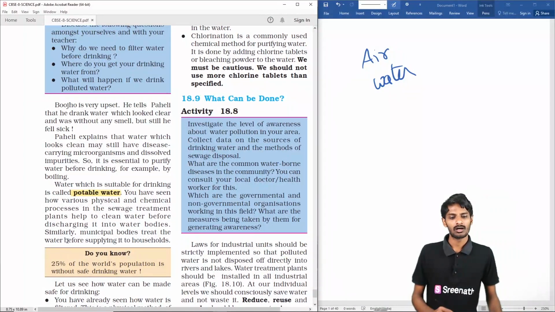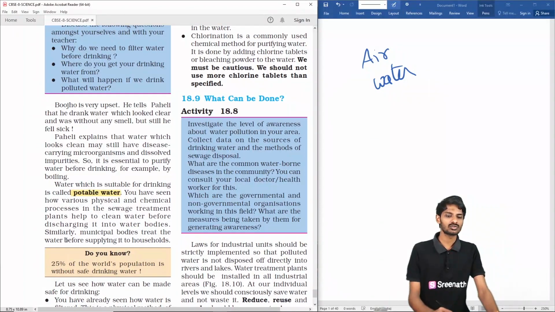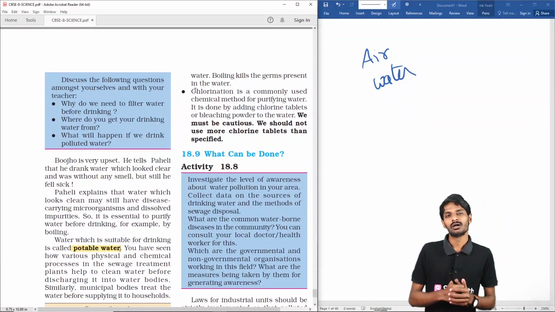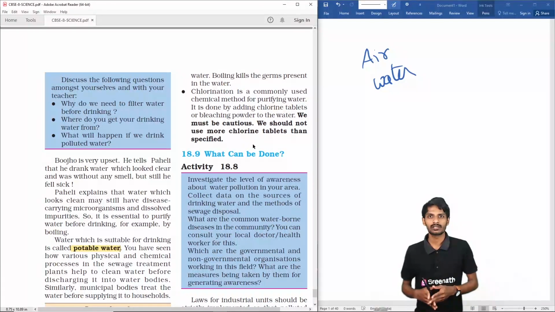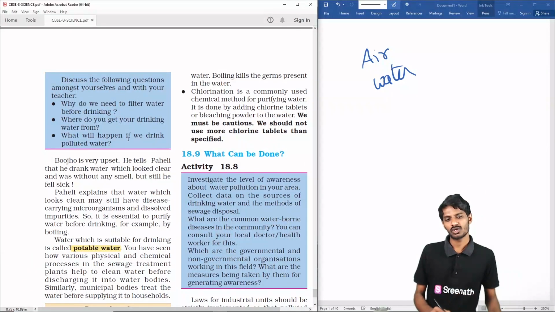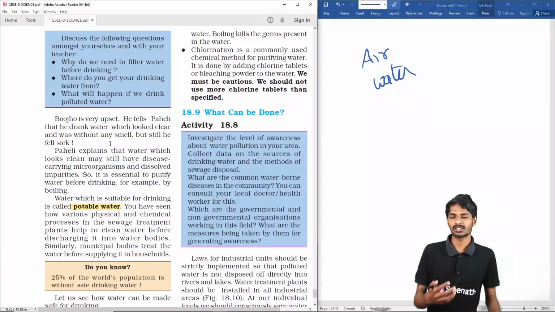Okay, municipalities also use chlorination for cleaning purposes to purify the water, but don't use too many chlorine tablets or too much chlorine to purify the water. Again, it will also be a danger to us. Okay, so boiling and drinking the water is a good thing.